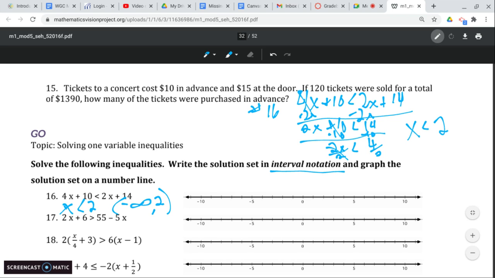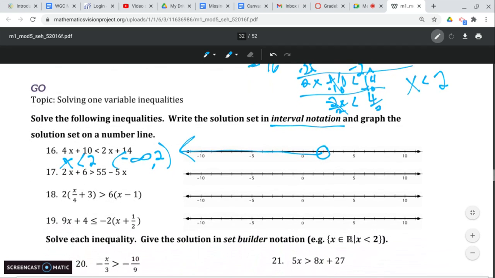So now we need to take and graph it on the number line. So we go to where 2 is. We're going to put an open circle because remember, without the equal to sign, it has to be an open circle. And then we're drawing the arrow to the left because it's to negative infinity.